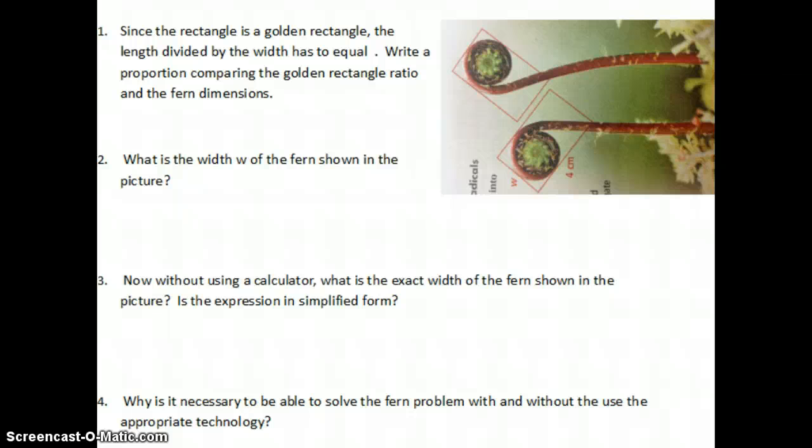After the students complete the notes and go through the 3 things that make a radical simplified, they will then tackle the fiddlehead fern problem. Fiddlehead ferns naturally grow in spirals that fit into golden rectangles as shown in this picture. The students will have questions where they have to figure out different variables. They will apply their knowledge of rationalizing denominators and use conjugates to solve this problem.